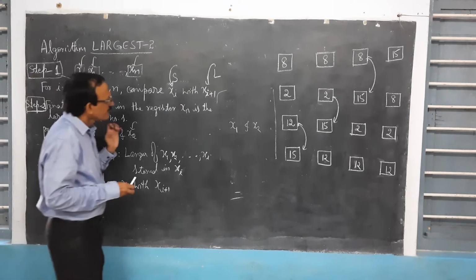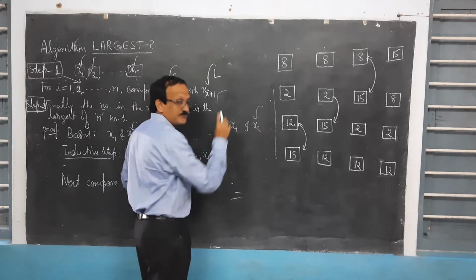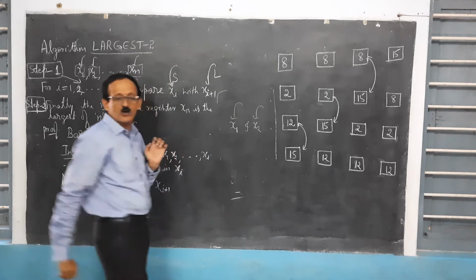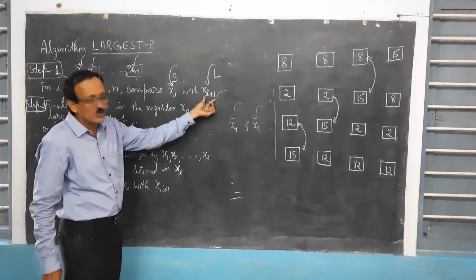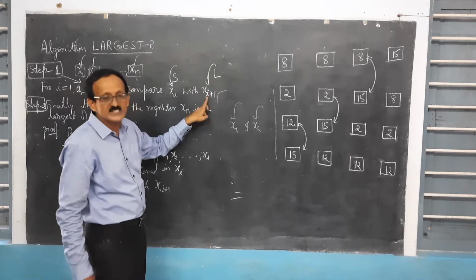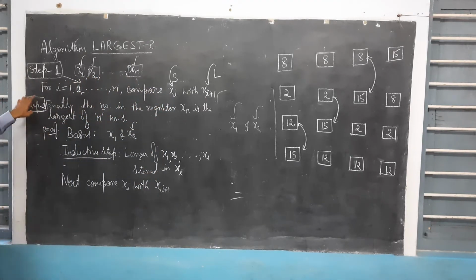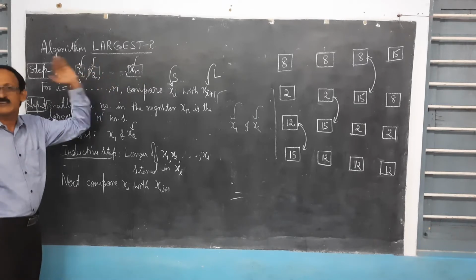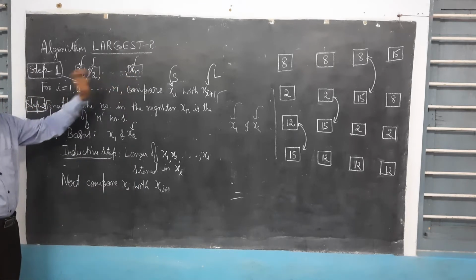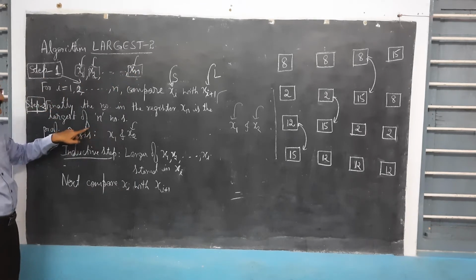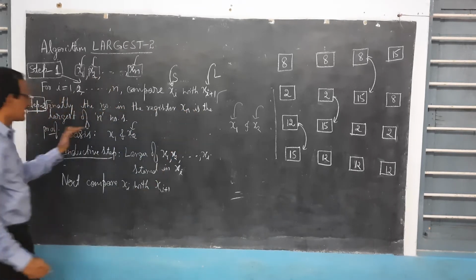When comparing, the larger of the two values is stored on the right, and the smaller of the two values is stored on the left. The larger of the two values will be stored in the register xi plus 1, and the smaller will be in the register xi. If you compare like this, finally the register xn will hold the largest of n numbers.